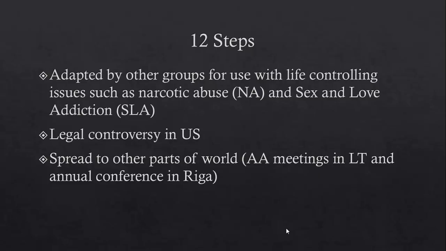So that's the 12 steps. These 12 steps have been adopted for other groups, groups like Narcotics Anonymous that help people who are abusing narcotics or opioid drugs. They're called NA instead of AA. Or Sex and Love Anonymous, which is a group that works with sex and love addiction. There's also Gamblers Anonymous and Marijuana Anonymous. So different groups have taken different problems that sort of control people's lives and used those 12 steps to try to help with those problems as well.